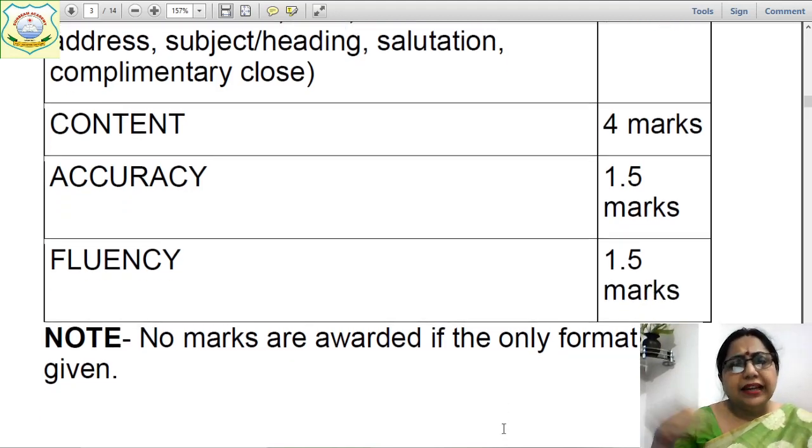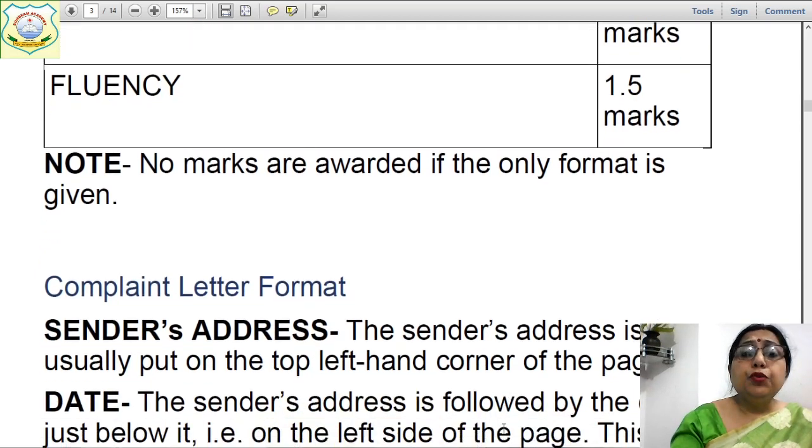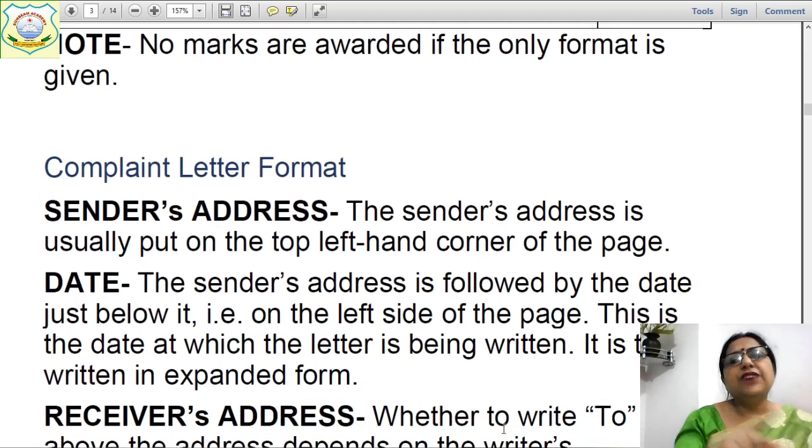You must have seen when I correct your writing section, I write FCA, don't I? The accuracy means how accurately you have presented, without any spelling or grammatical errors. Accuracy takes 1.5 marks. Fluency, 1.5 marks. I've mentioned this because it is very important. Most of the time I see this, children. No marks are awarded if only the format is given.